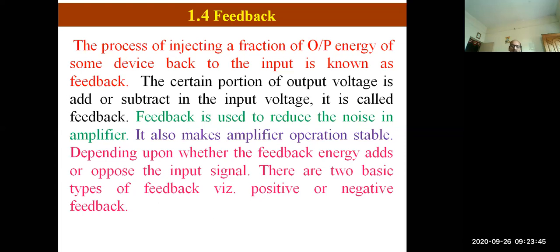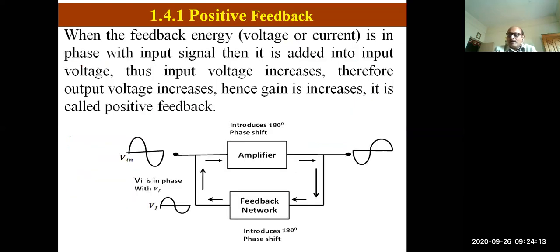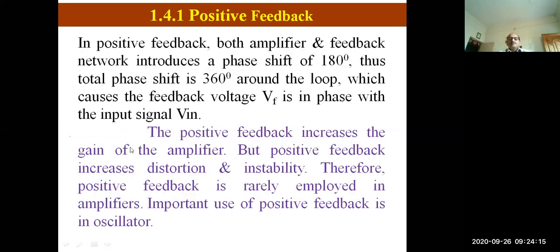And therefore, there are two types of feedback. One is the positive feedback and another is the negative feedback. That means here we have to study two types of feedback. One is the positive and another is the negative feedback. That means depending on the feedback energy that is added or that is subtracted, there are two types of feedback, positive feedback and negative feedback. We have to study a positive feedback. This is the positive feedback.